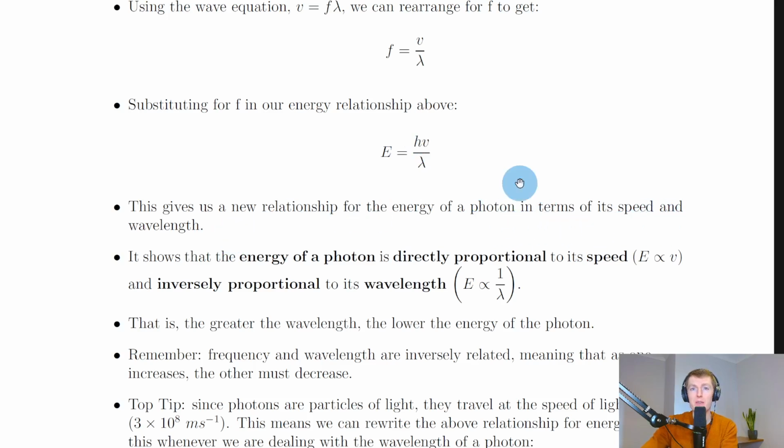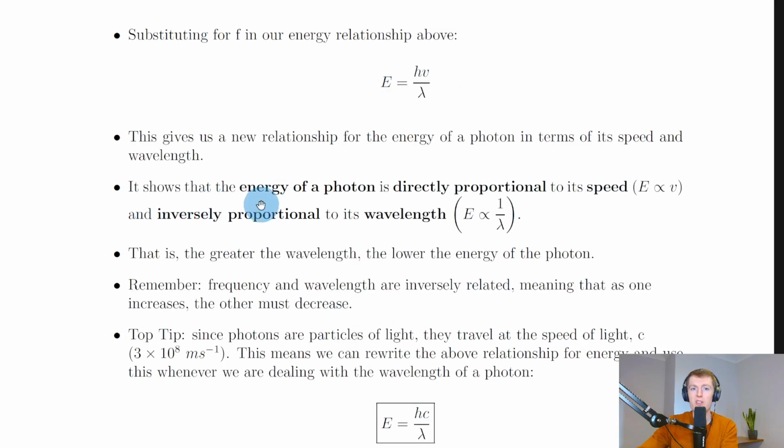This could be handy if you're doing a question which gives you a wavelength and a speed, for example, and asks you to calculate the energy of the photon rather than giving you the frequency of the photon. Sometimes questions will give you frequency, sometimes they'll give you wavelength, and therefore you need to choose which of these equations you use, whether it's E equals hf or E equals hv over lambda.